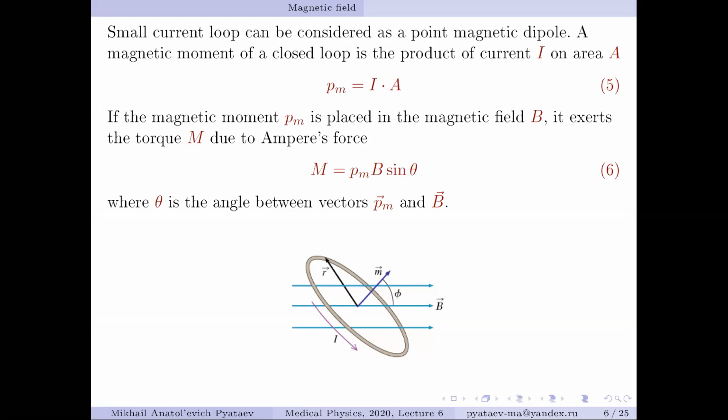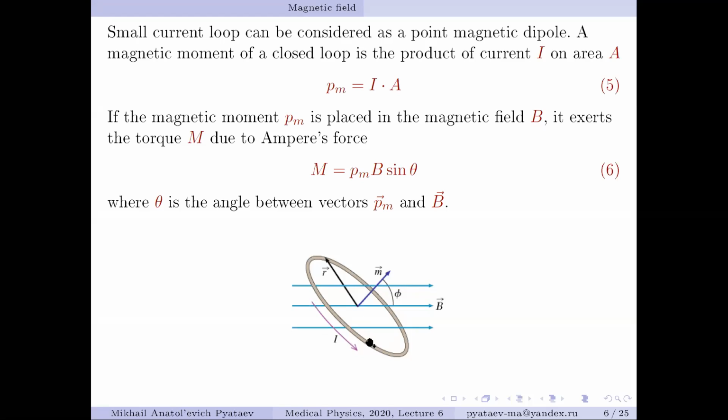And precession appears in case a particle with moment Pm comes inside magnetic field B. That's why this particle does not orient immediately parallel to magnetic field B. It starts precession instead of rotating in the direction parallel to B. It starts precession around the vector B.